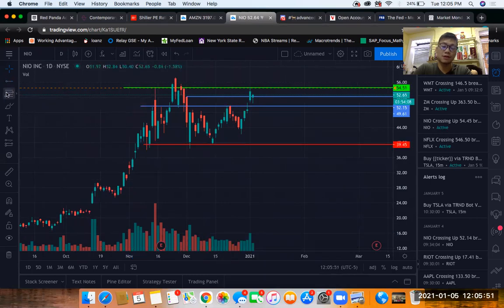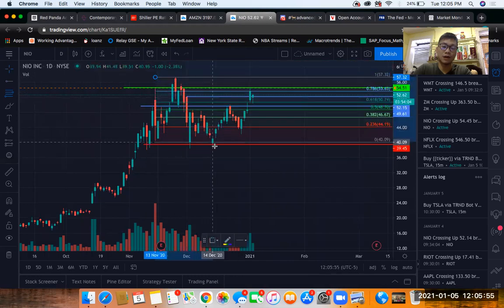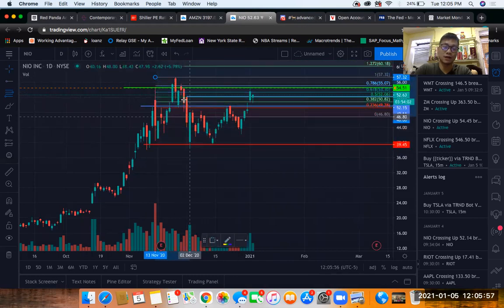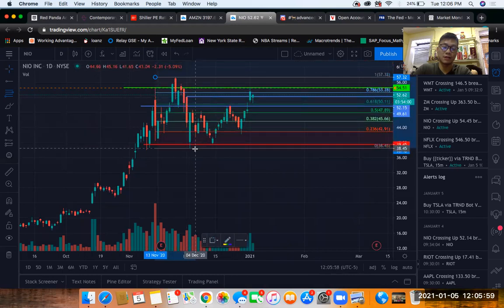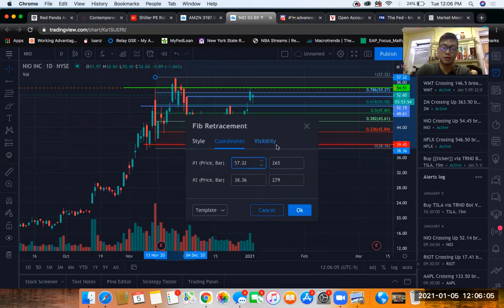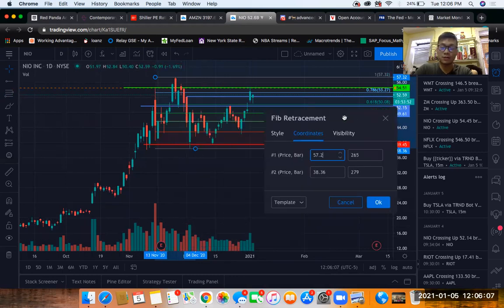Now, let's say we did the same thing we did with Apple. You take the highest point and mark down the lowest point of this move right here. Select here, and make sure our prices are exact: 57.2. Then click the gear button, go to coordinates, and put the lowest price right here. The lowest price here is 38.43.